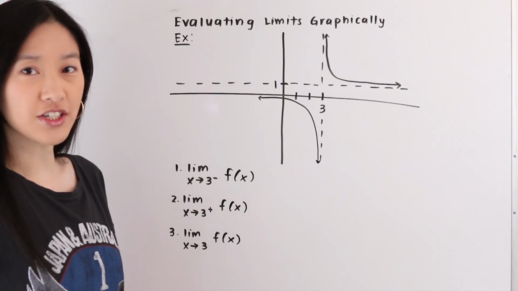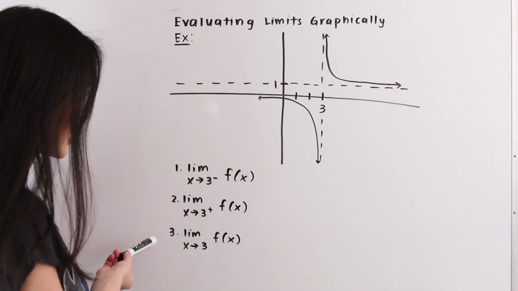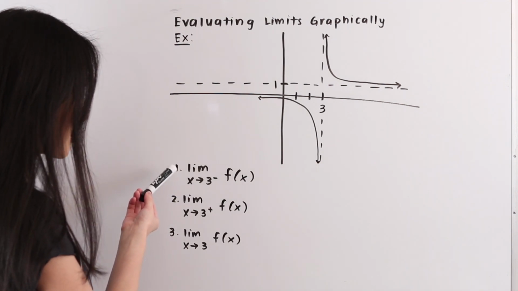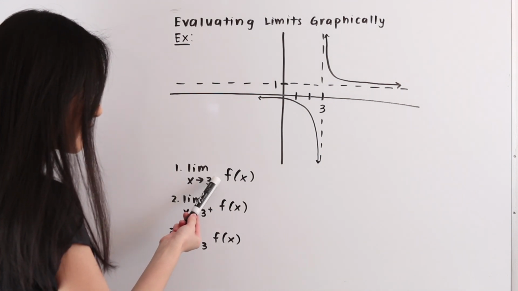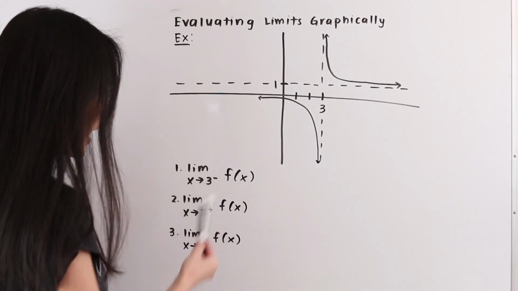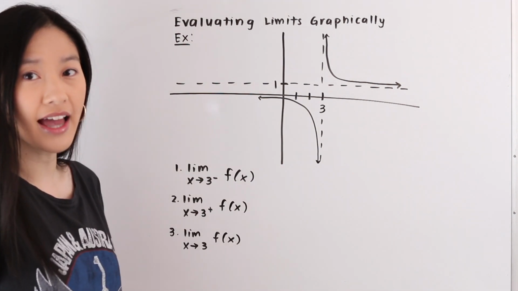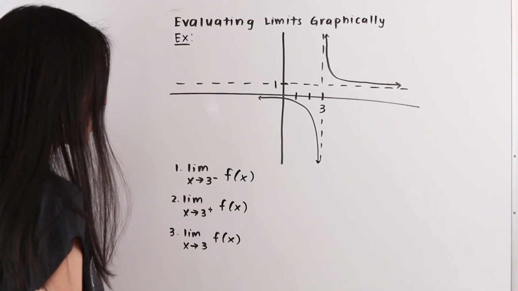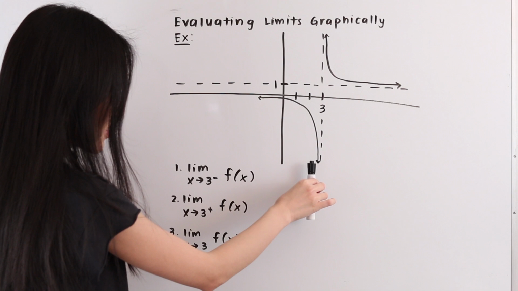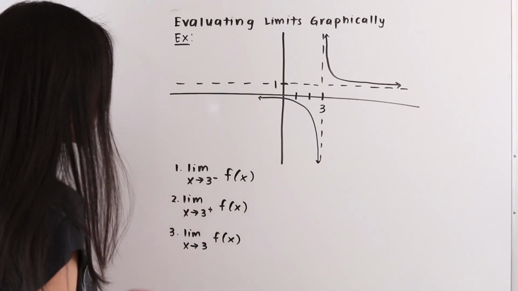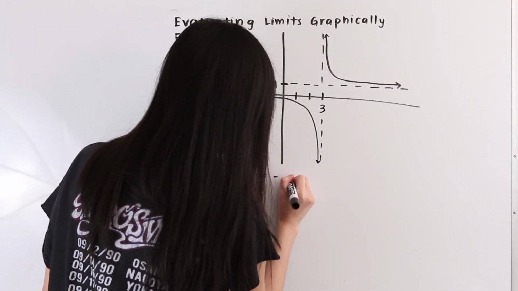Let's take a look at this first example here. We're given this graph of f of x and we are asked to determine the following limits. Let's start off with problem 1. We are asked to determine what the limit as x approaches 3 from the left of f of x is equal to. What we're going to do here is take a look at what happens to our y values as x approaches 3 from the left. Taking a look at our graph, we can see that as x gets closer and closer to the value of 3, our y values are getting smaller and smaller and approaching negative infinity. So this limit here is equal to negative infinity.